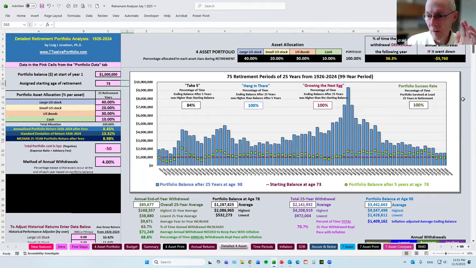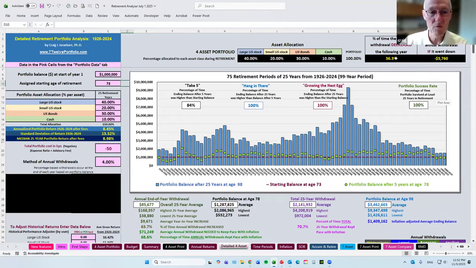Okay, no worries. So at a 4% withdrawal rate, I want you to look at this number right here. The percentage of time the annual withdrawal decreased the following year. So this addresses a retiree's fear. Because they figure out that if you use a percentage method to withdraw money from a retirement portfolio, there will be some years where your withdrawal is reduced. That is true.